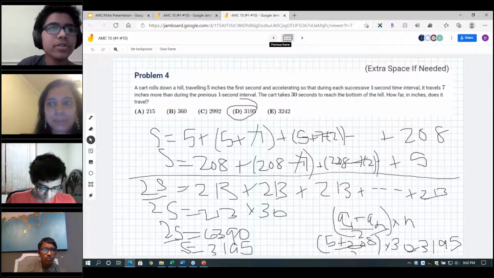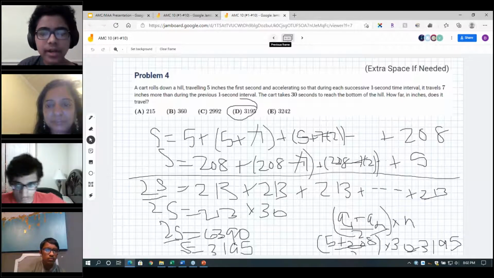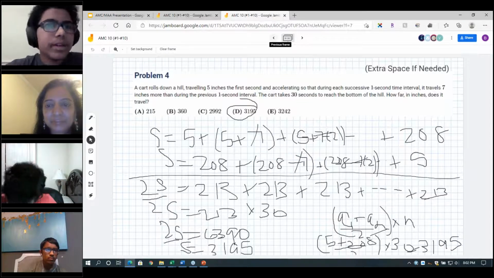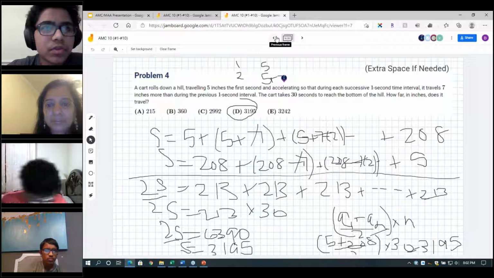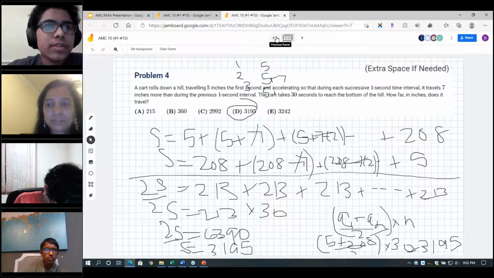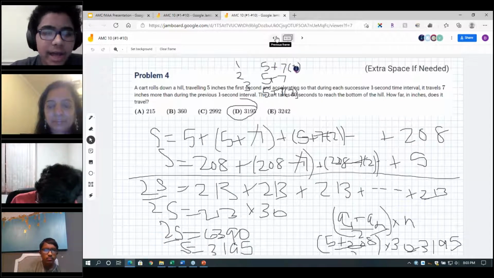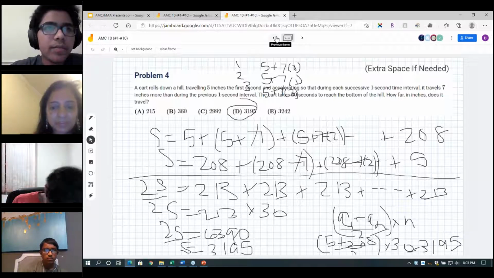So notice that on the first time interval, we are only going 5. Let me write it down here. On the first time interval, we are going 5 inches. On the second time interval, we are going 5 plus 7. On the third time interval, we are going 5 plus 7 into 2. So notice that this is just 5 plus 7 into 0, 5 plus 7 into 1. We do not add 7 on the first term. So that's why we're only going from 0 to 29 instead of 1 to 30. So our last term is going to be 5 plus 7 into 29.